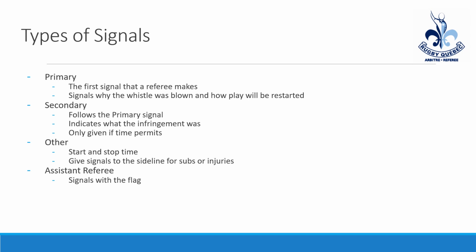And then the other signals. These are starting and stopping the time and giving signals to the sideline if there's substitutions required or injuries. Blood sub is pretty common for this, or time on and time off. Lastly are the assistant referee signals. These are signals that are done with a flag.